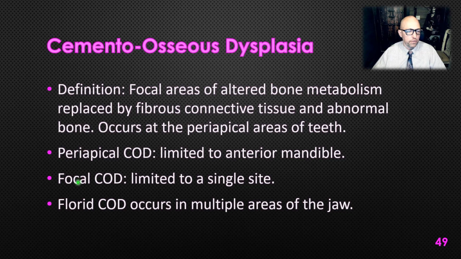These are the different types of terms just based on the location. It's most commonly limited to the anterior mandible, and we'll call that periapical cemento-osseous dysplasia. If it's limited to a single site but outside of the anterior mandible, which the most common place for that is going to be the posterior mandible, we'll call that focal cemento-osseous dysplasia. If it's in more than one sextant, then we're going to use the term florid cemento-osseous dysplasia. And you may see this just all over the jaws. We'll show you some examples there.